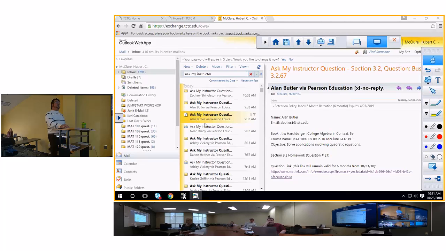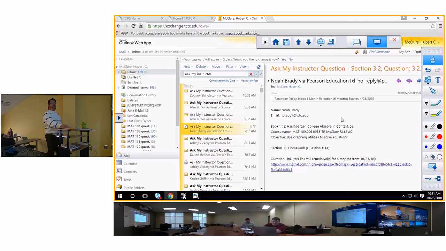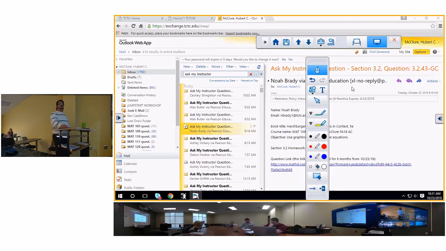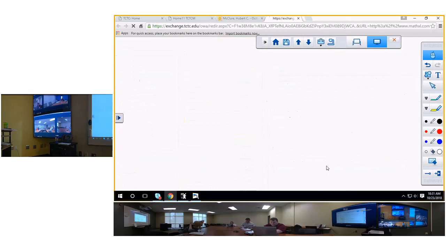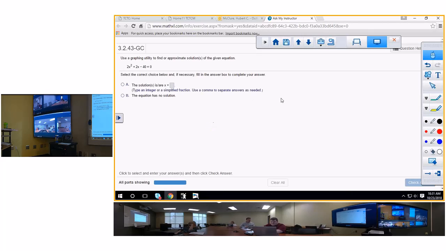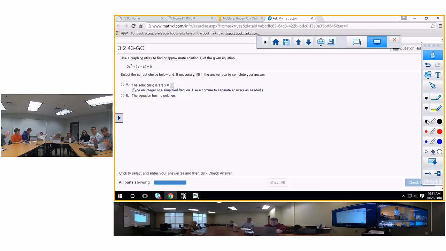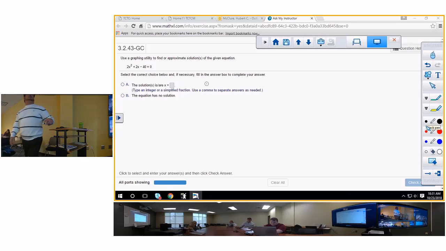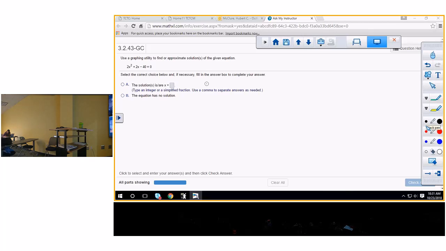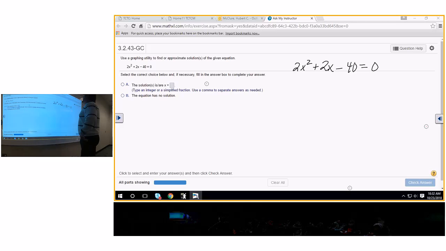All right, the next one, I think this one was sent. Okay, this one. 3.2. 43/14. This is a test question for Thursday. So write it down. I know it says calculator, but I want you to be able to do this one on paper. So 2x squared plus 2x minus 40 is equal to 0.